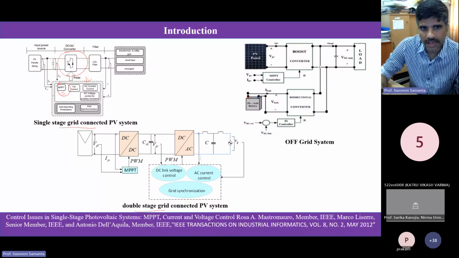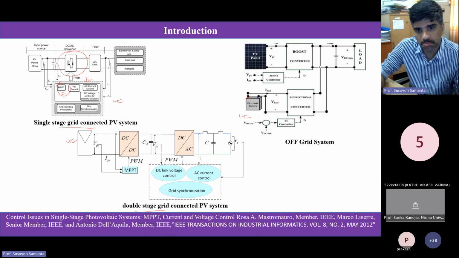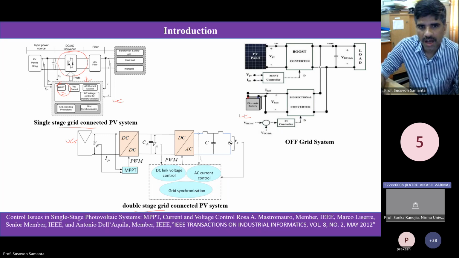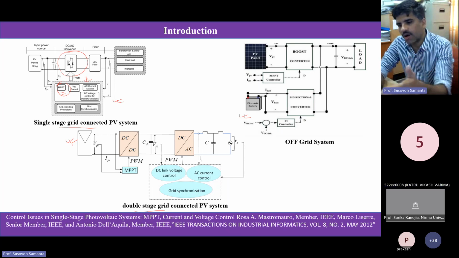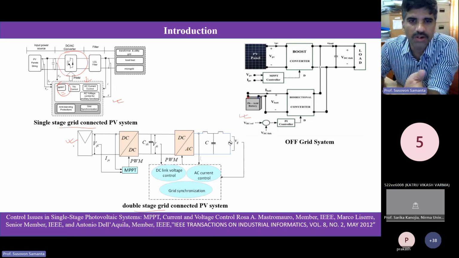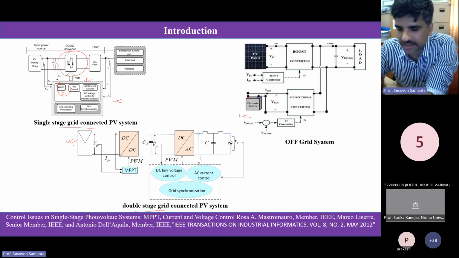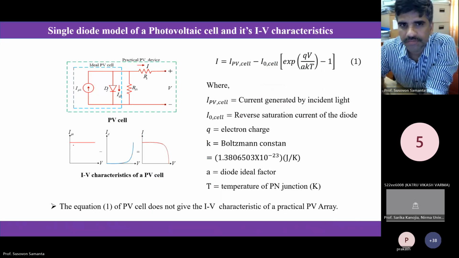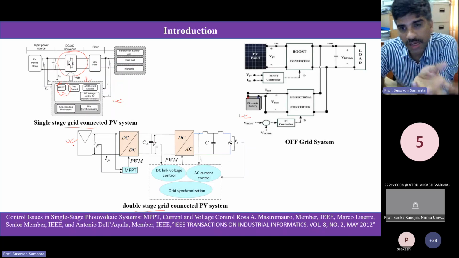So the idea of all these is you have as primary source the solar panel, and you want to extract the power from the solar panel. So how can you extract the power from the solar panel? You can directly connect the load, or you can have some power converter circuit.